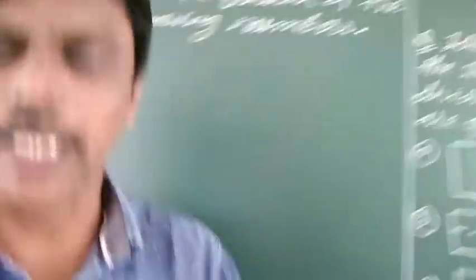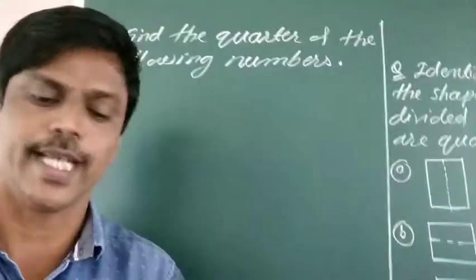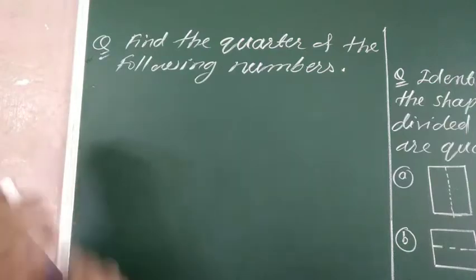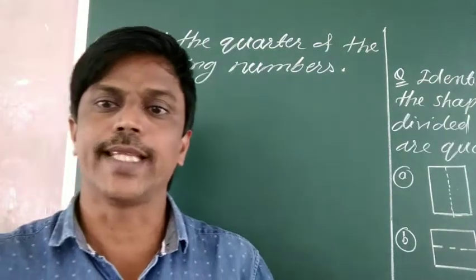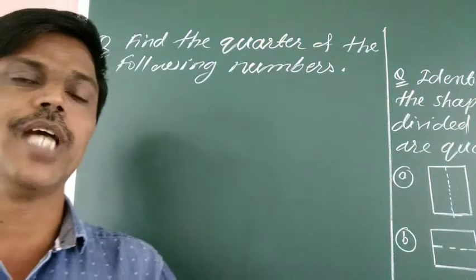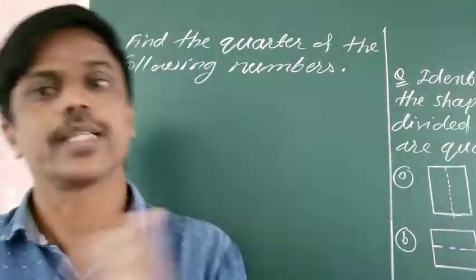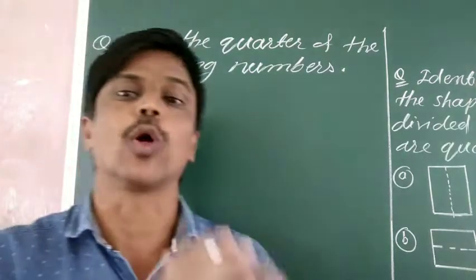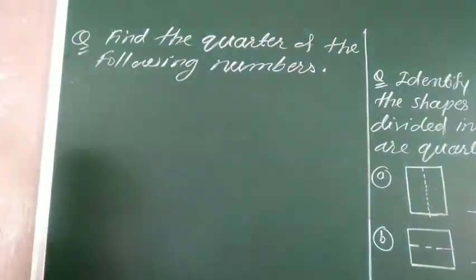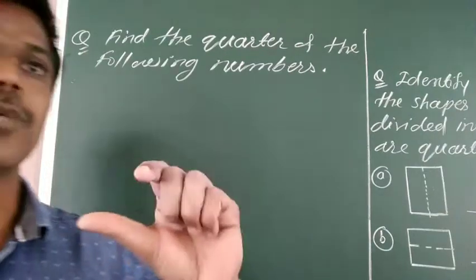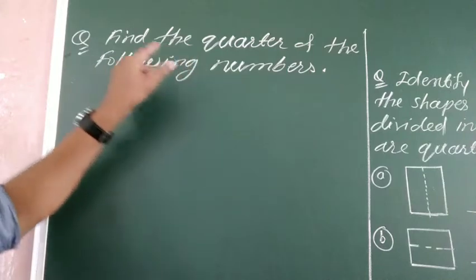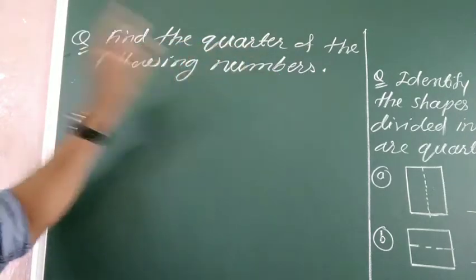Now see, in last class we learned about the same chapter, and in that class we discussed half and quarter of different shapes and different numbers. Then we found out how many halves are there in one whole, how many quarters are there in one whole, how many quarters make one half, and how many halves make one whole. And then we found the half of the given numbers. So in the continuation of that part, in today's class, find the quarter of the following numbers.